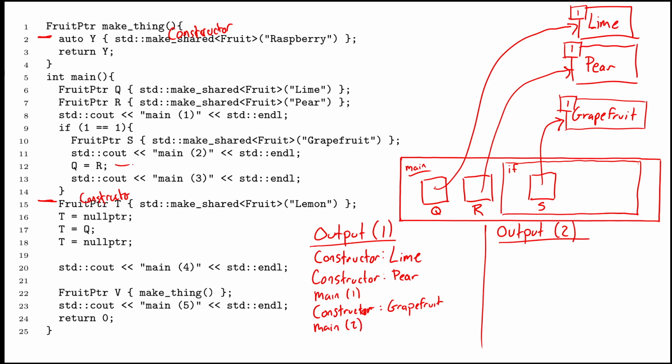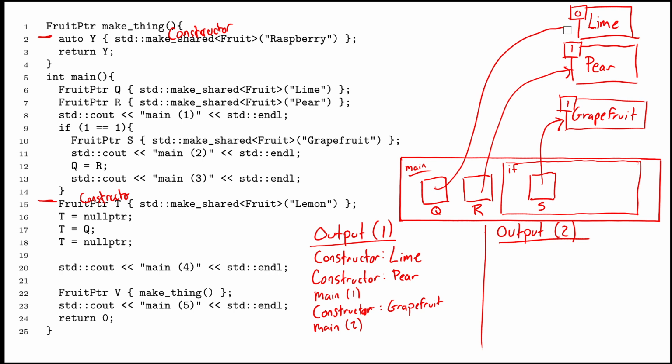And then on line 12, Q equals R. Okay, let's just think about that from the point of view of the first law of assignment statements. So, okay, what is the value of R? R is an arrow pointing to pear. Okay, so I'm going to set Q, which is the left-hand side of the assignment, to be an arrow pointing at pear. But I know whenever I modify a smart pointer, the reference count gets adjusted. So because Q will no longer point at lime, I'm going to adjust the reference count to be 0.